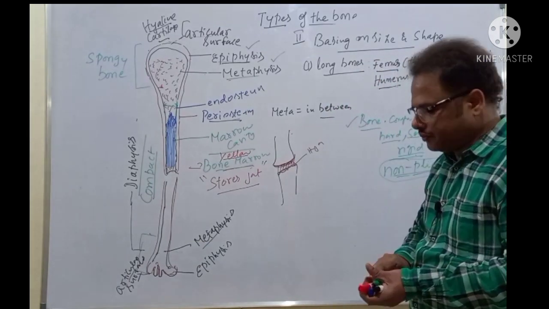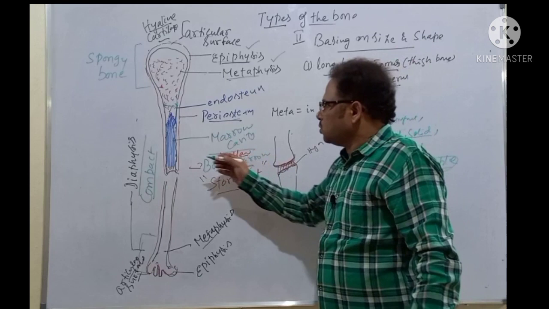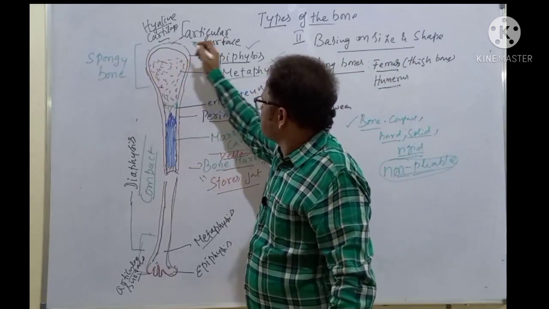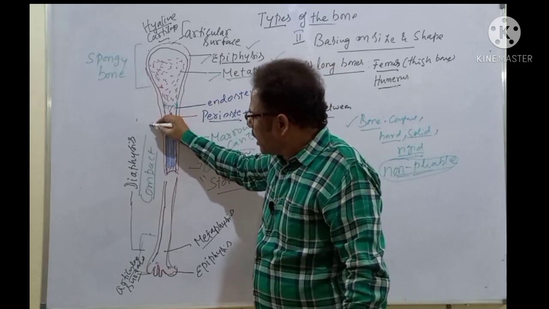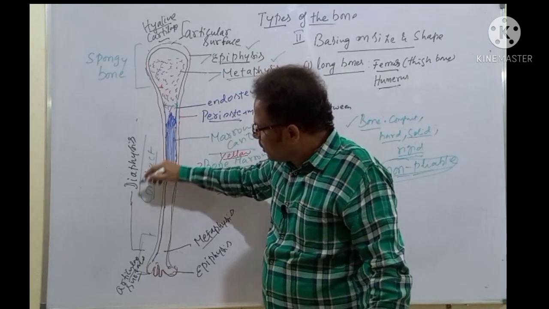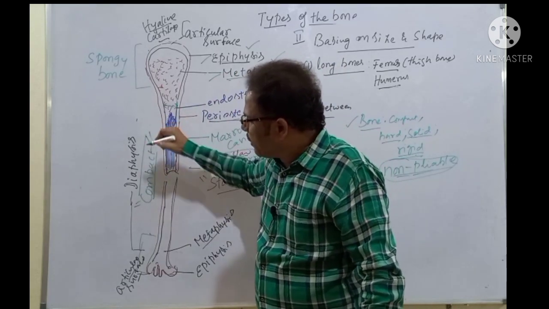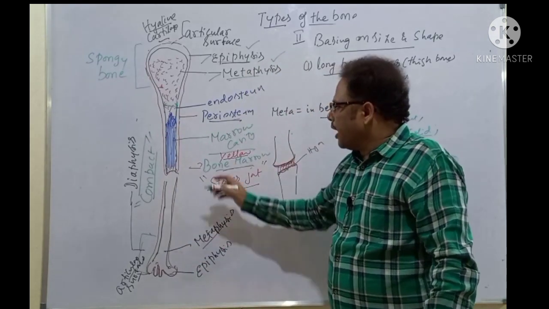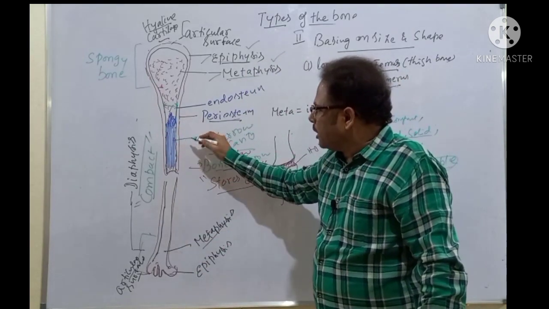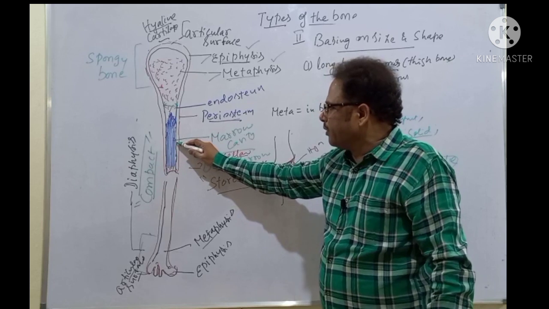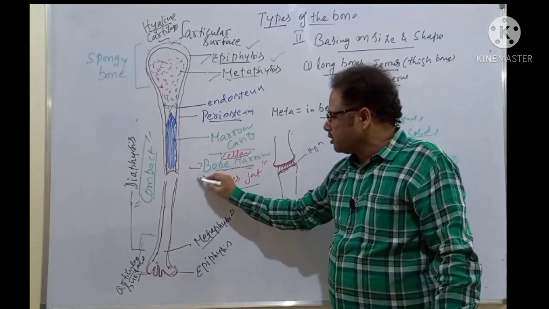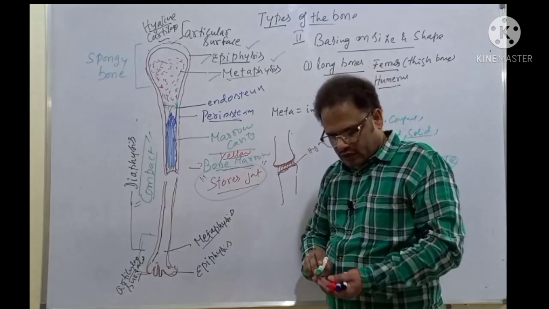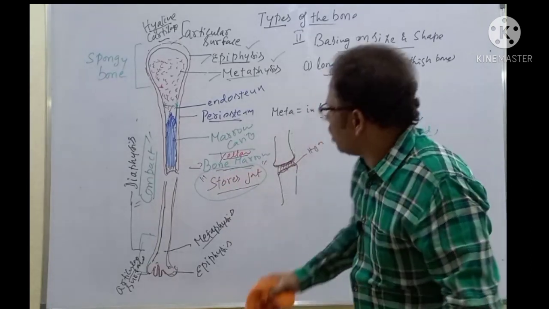This is a structure here. This is the spongy part of the bone, which corresponds to the epiphysis and metaphysis, and this is the diaphysis. Here the diaphysis corresponds to which bone? Compact bone. And inside it, the marrow cavity is there. The marrow cavity contains the yellow bone marrow. The yellow bone marrow merely stores fat. So this is the structure of the long bone.